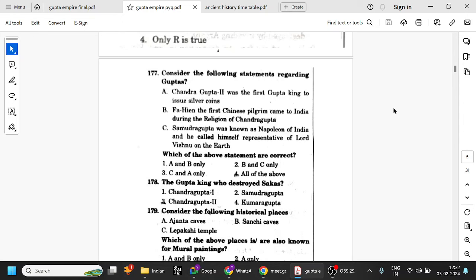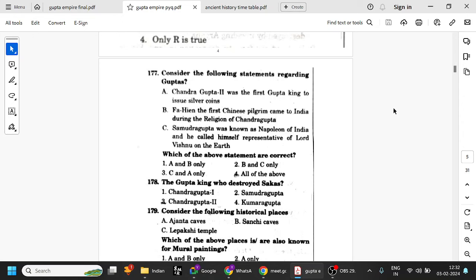Fa-Hien was the first Chinese pilgrim who came to India during the reign of Chandragupta II. That is also correct. Before that, we have seen during the Mauryas, Megasthenes. Indica by Megasthenes. Indica is the name of the book. And Fa-Hien's book is Fo-kuo-ki.